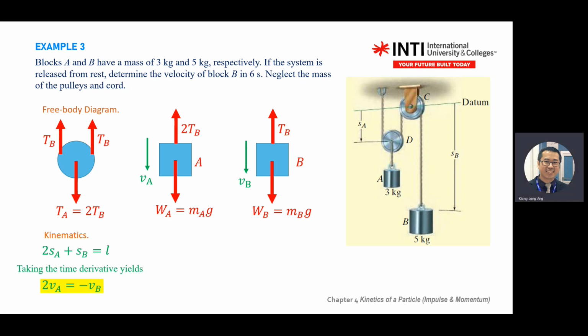Okay, you differentiate with time, then you get the relationship between VA and VB. So you get 2VA equal to minus VB. What does the negative sign mean to you? Why negative? Opposite direction. Not the acceleration. The acceleration is A. If you integrate one more time, you get A, but we don't want to go further, because we are in chapter 4. In chapter 2, yes, you integrate one more time.